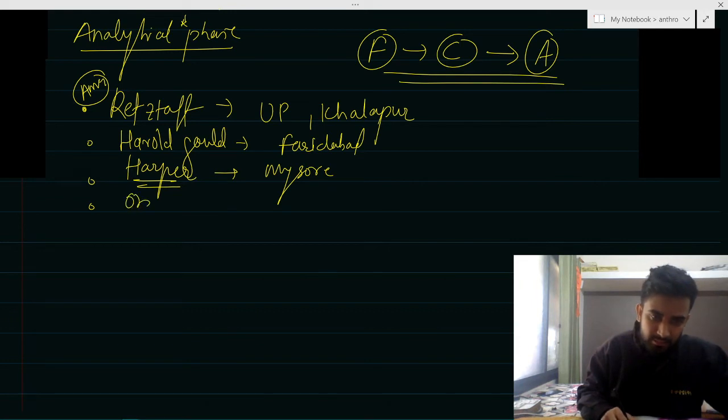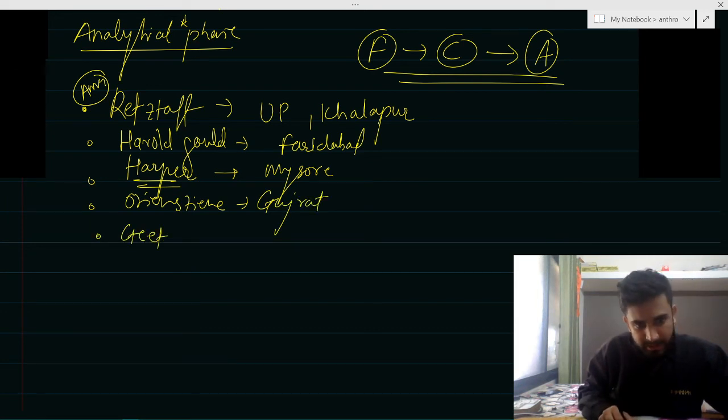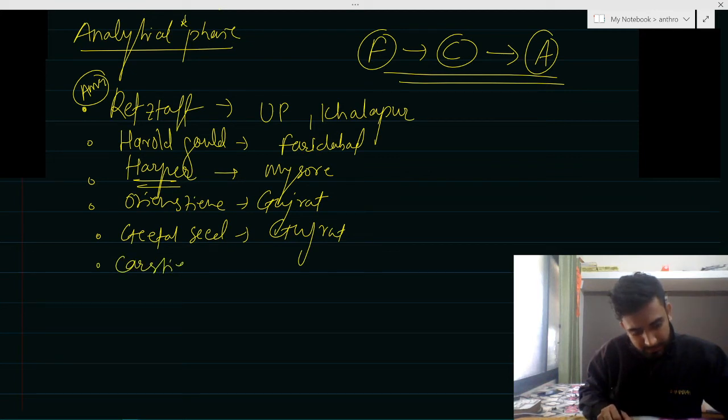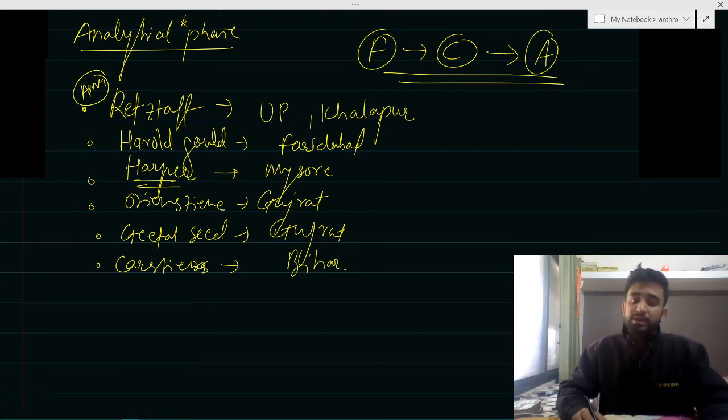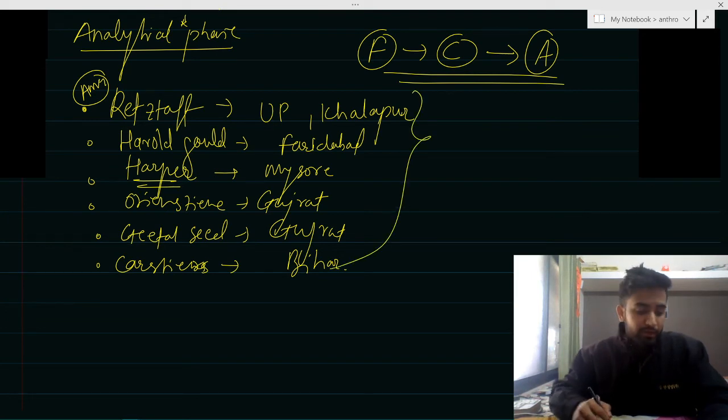Orenstein went to study Gujarat. Gitel Steed also went to Gujarat, and Carstairs went and studied in Bihar. So these are certain American anthropologists who have contributed to India.